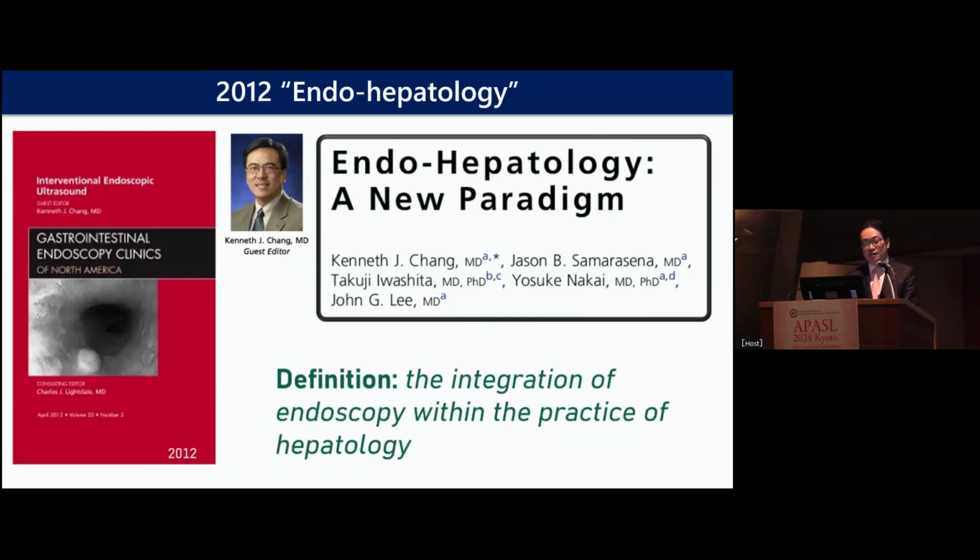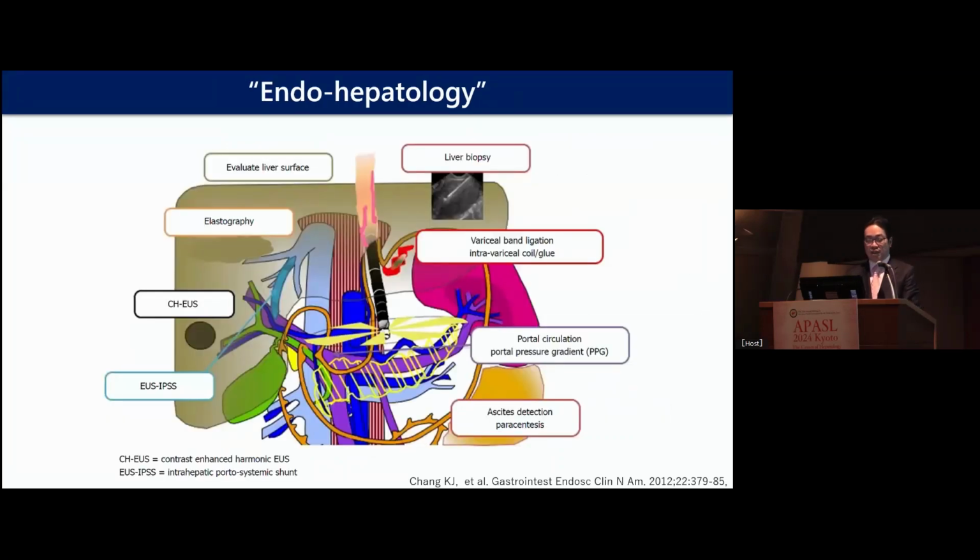He defined endohepatology as the integration of endoscopy within the practice of hepatology, and this is a picture he put in that article. As I mentioned, there was liver biopsy at that time, but he also thought about elastography and EUS-guided portal system shunt, and he mentioned portal pressure gradient measurement. So now we have new devices and procedures in this field of endohepatology.